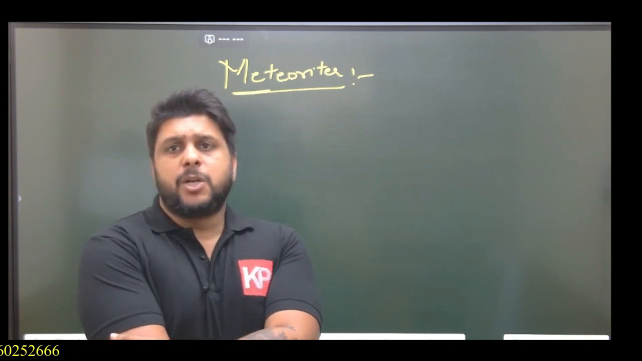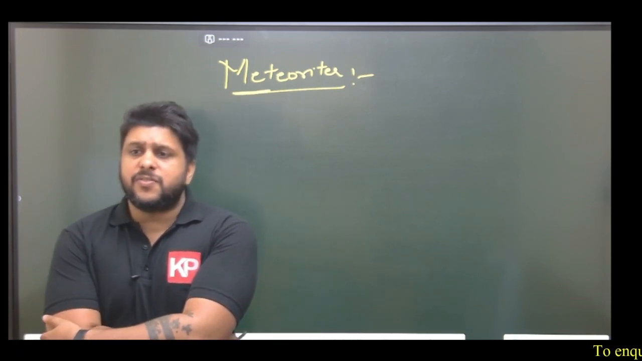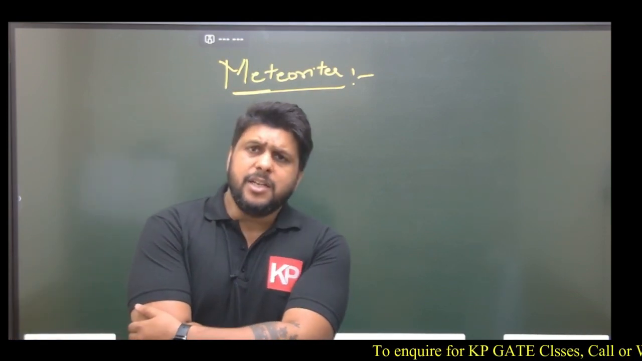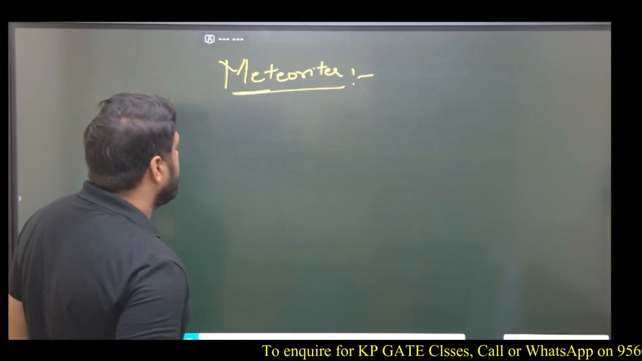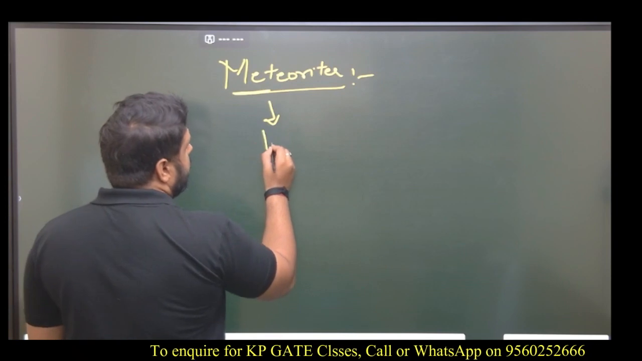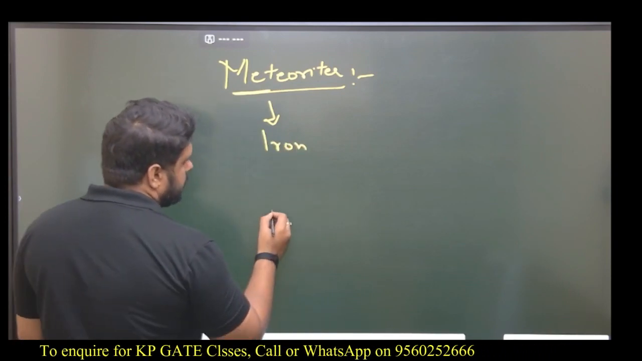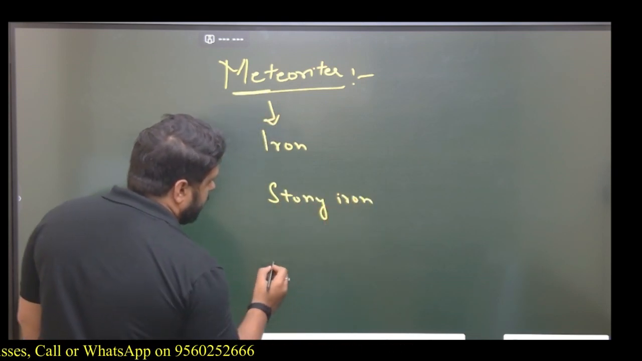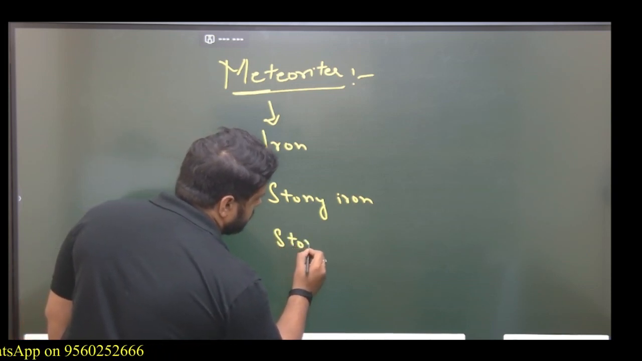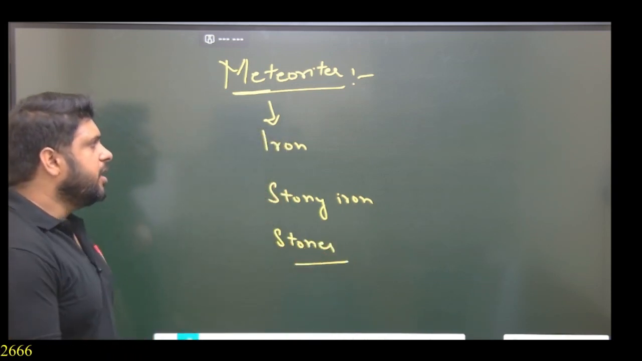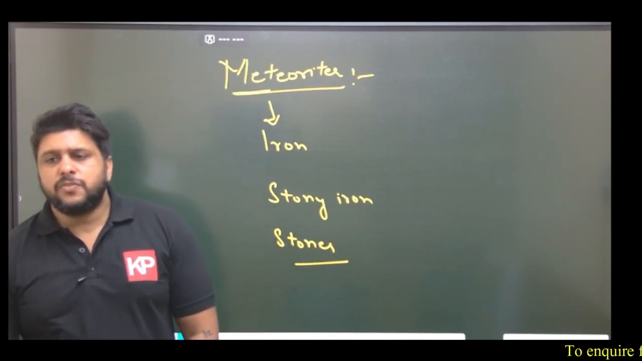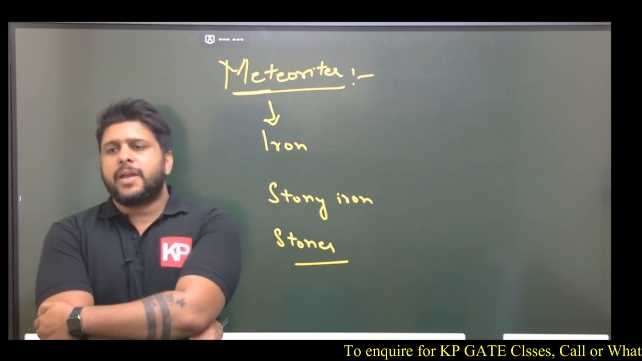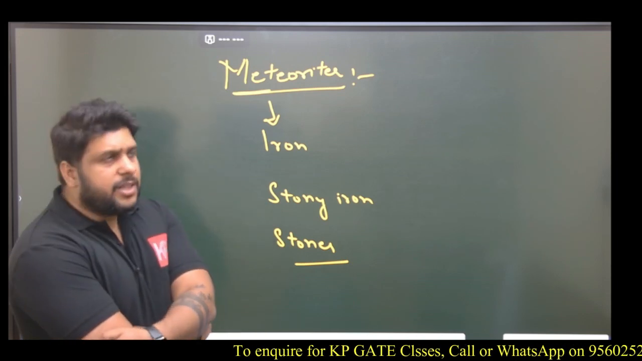They are going to provide us valuable clues to the makeup and development of our solar system. So the meteorites we have seen on the Earth, we have classified into three categories: irons, stony irons, and stones. These are the three types of meteorites which we come across. Let's talk about them one by one. So let's start with iron first.